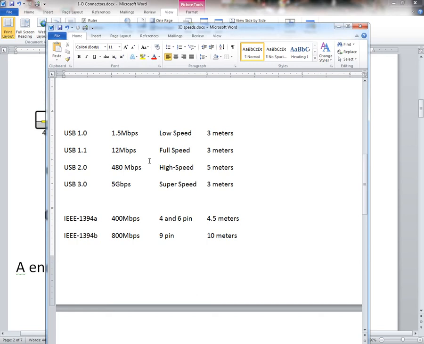1.1 operated at 12 megabits per second. It's called full speed, and also offered 3-meter cable lengths.